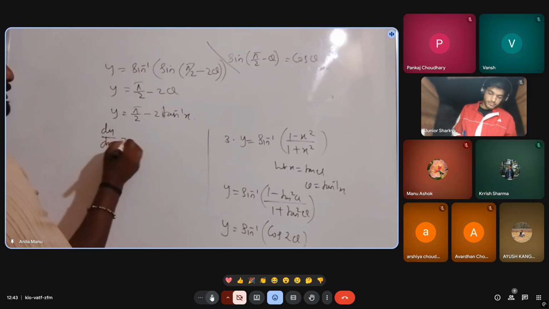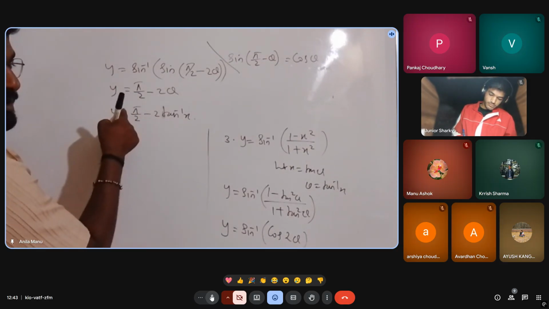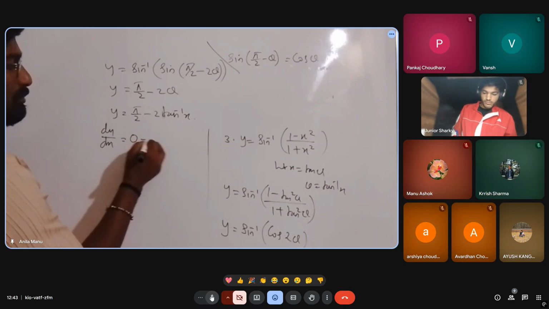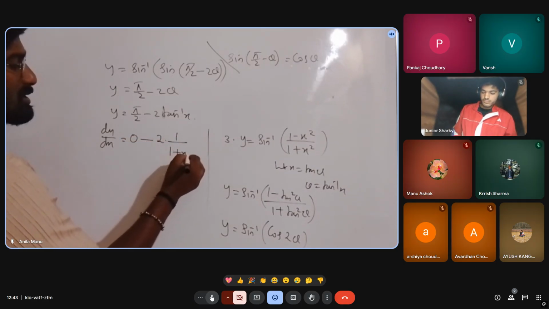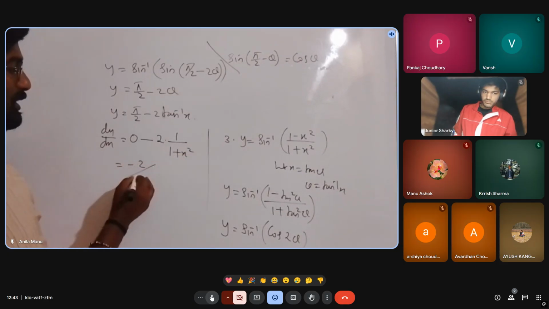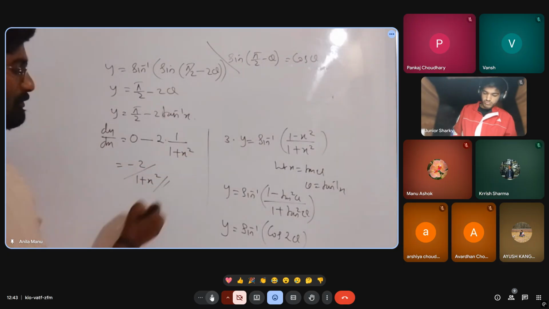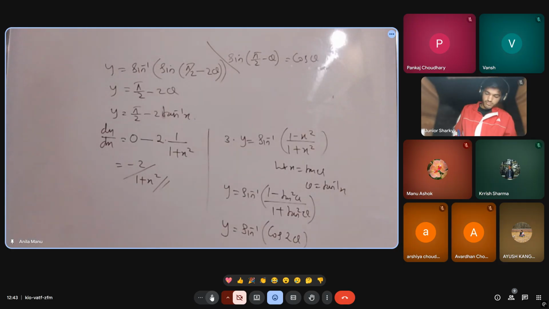dy by dx is equal to pi by 2 is constant, derivative of a constant is 0, minus 2 into derivative of tan inverse of x, 1 by 1 plus x square. So the final answer is minus 2 by 1 plus x square. Okay, last question.